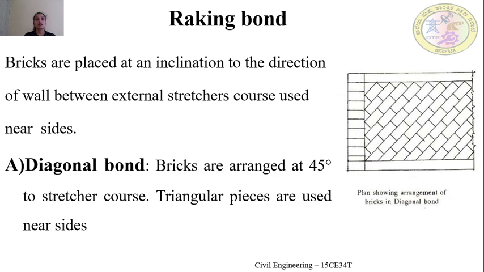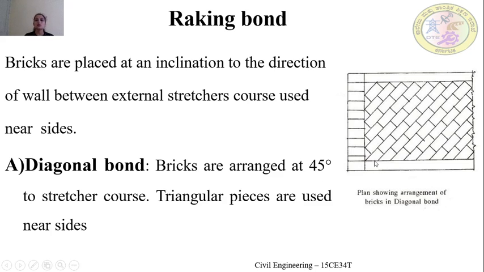Okay, next is the raking bond. So what is raking bond? In the raking bond, bricks are placed at an inclination to the direction of the wall between external stretcher courses used near sides. So in raking bond we understood that bricks will be placed at an inclination to the direction of the wall. Again in raking also we have two types of bonds. One is diagonal bond and the other is the herringbone bond.